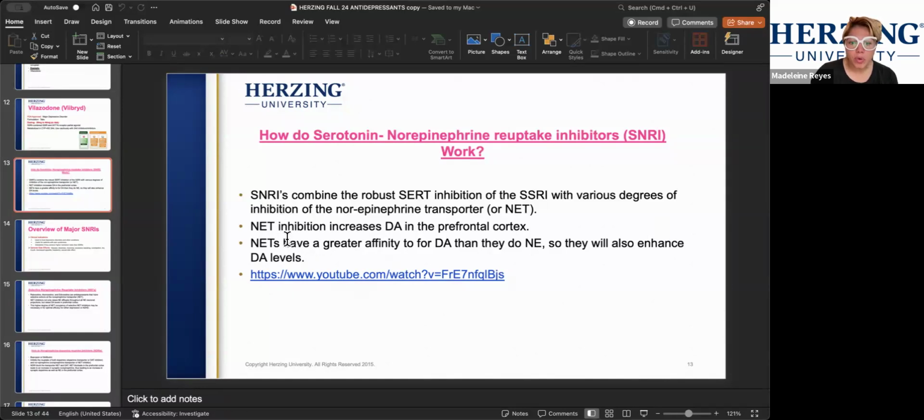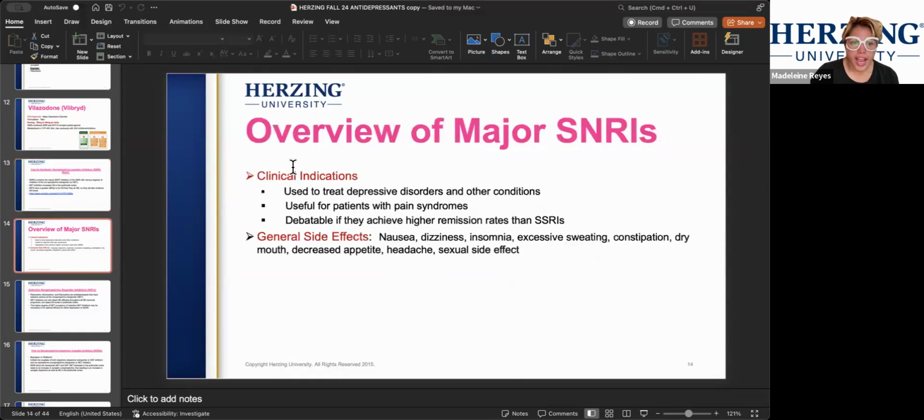This is good for people that have low motivation, low energy. SNRIs will be a good option for them. Overview of major SNRIs, clinical indication: used to treat depressive disorders and other conditions, useful for patients with pain syndromes, debatable if they achieve higher remission rates than SSRIs. General side effects: nausea, dizziness, insomnia, excessive sweating, constipation, dry mouth, decreased appetite, headache, and sexual side effects.